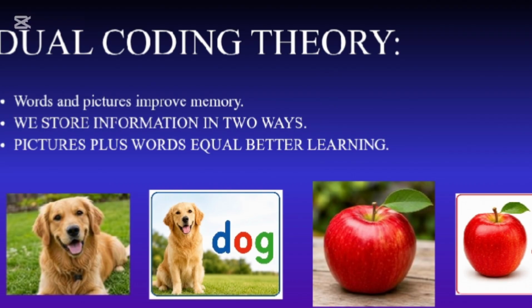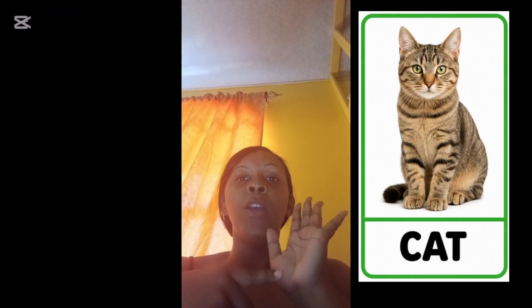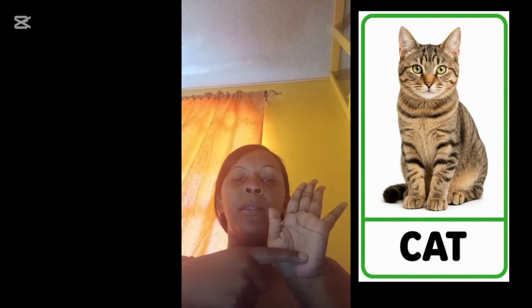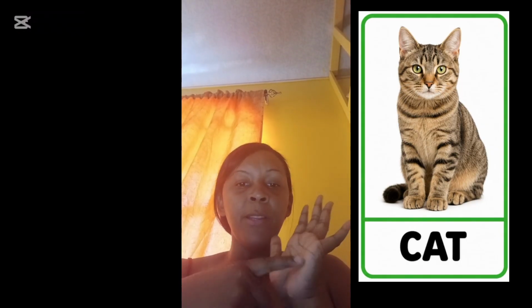Theorist Allan Paivio says dual coding theory states that people learn and remember information better when words and pictures are presented together, so we're going to use both. Let's say we have a picture of a cat, and then we have the word cat at the bottom. The learner will say, oh, that's a picture of a cat. Then we say, look at the bottom, let's spell C-A-T, cat. And that child understands what they're looking at, and then they know the word C-A-T.